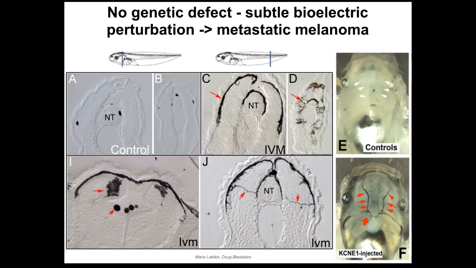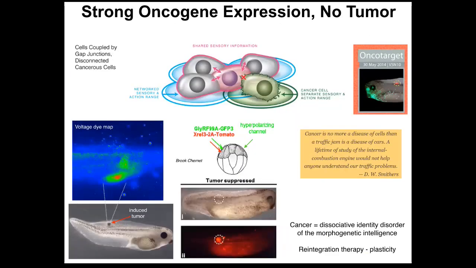Better than inducing this kind of transformed behavior, you can actually suppress it. And this is something that Brooke Chernet showed in our group, where if you inject human oncogenes, so nasty things like KRAS and dominant negative P53 and so on, you will get tumors. But if you also co-inject a channel that forces the cells into the appropriate bioelectrical state and keeps them coupled to their neighbors, then you won't get a tumor in a good chunk of the cases.